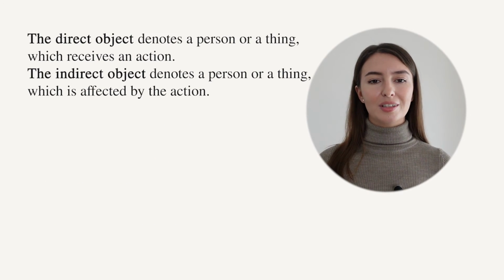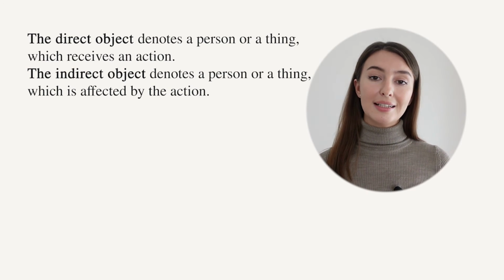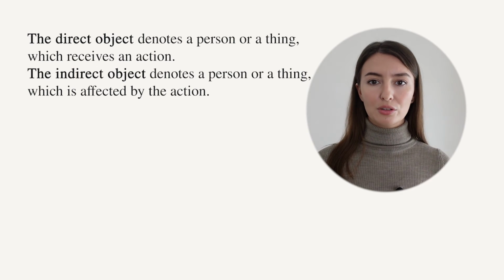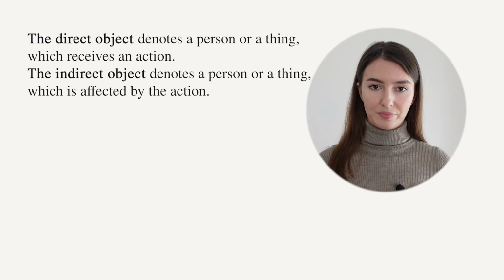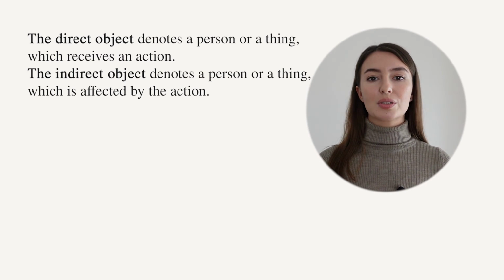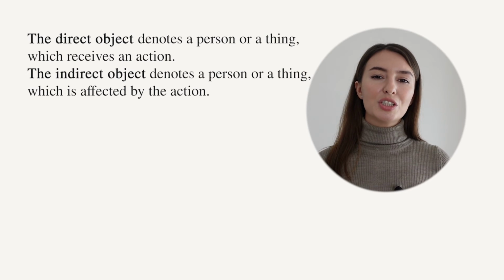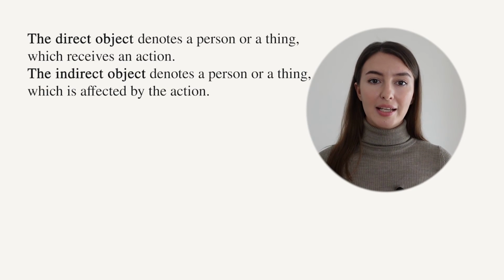Now let's talk about the object. An object can be either direct or indirect. The direct object denotes a person or a thing which receives an action, its primary object. The indirect object denotes a person or a thing which is affected by the action. It's an additional object, not the main one.